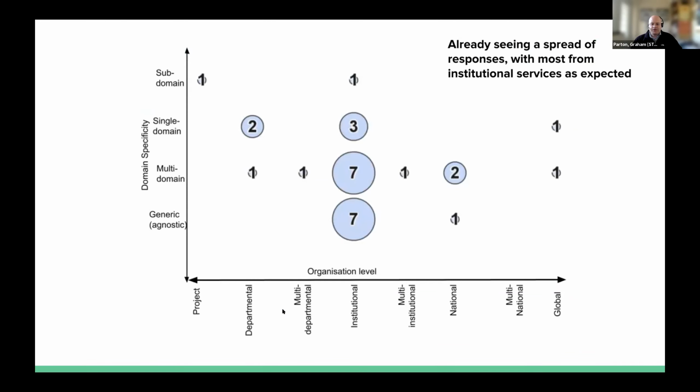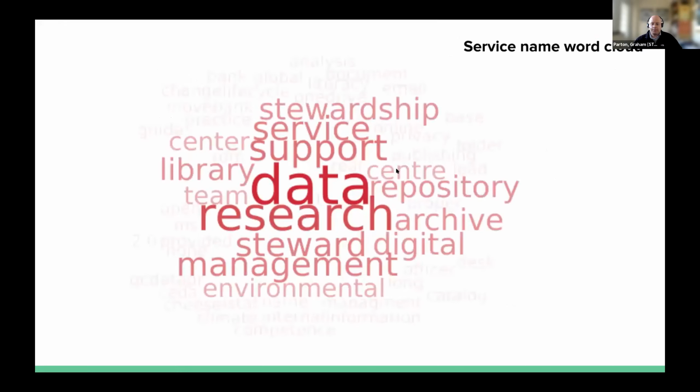So I've grabbed some initial bits of information out of the surveys we've gotten so far, just to get an idea of how the spread is for the different responses. We can see a very large clustering around the institutional level, and then quite a smattering of other responses across the different levels of organization and how specific they are or not to particular domains. Bill's also provided some quick word clouds, which have come straight out of the survey.